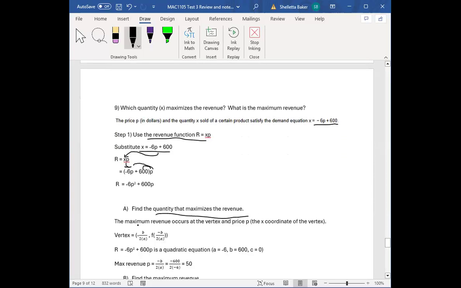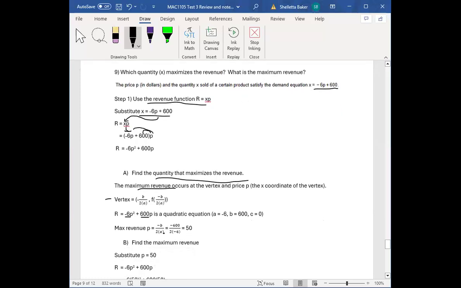To get the maximum revenue, again, it's going to occur at the maximum point of this quadratic function, which will be the vertex. And when we're looking at the vertex, remember that the x coordinate of the vertex is obtained by calculating negative b over 2a. So we'll look at our revenue equation. This is a quadratic equation, right? We have p squared. Our a term is negative 6, our b term is 600, and our c is 0. So we substitute into negative b over 2a. We get negative 600 divided by 2 times negative 6. This simplifies to give us 50.